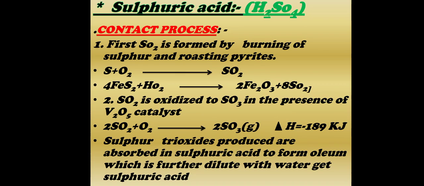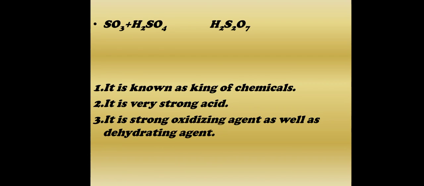Though its preparation has been deleted this year, in short it is prepared by the contact process, in which sulfur is converted into sulfur dioxide, and this sulfur dioxide is oxidized to sulfur trioxide, by which you get oleum, H2S2O7, and finally by diluting the oleum you get sulfuric acid of the desired concentration. Yes, it is known as the king of chemicals. It is a very strong acid, a strong oxidizing agent, as well as a strong dehydrating agent.